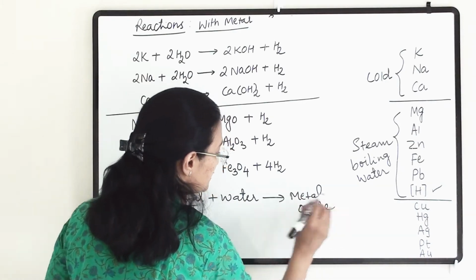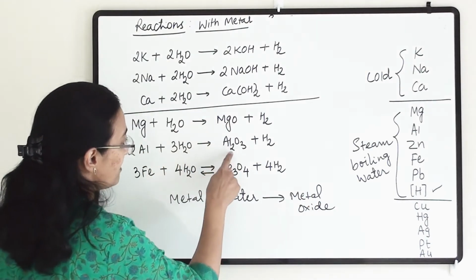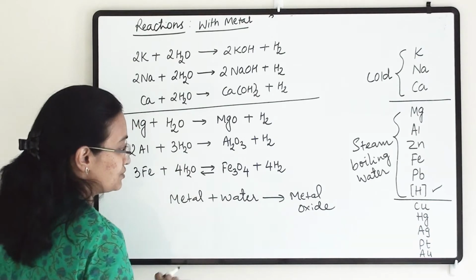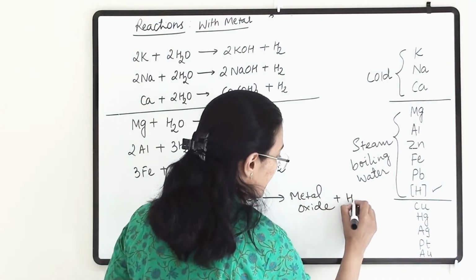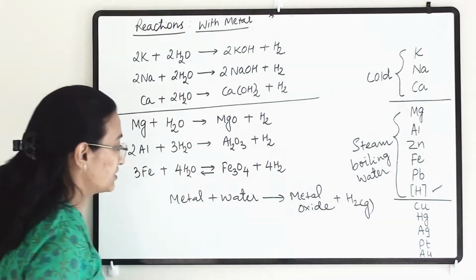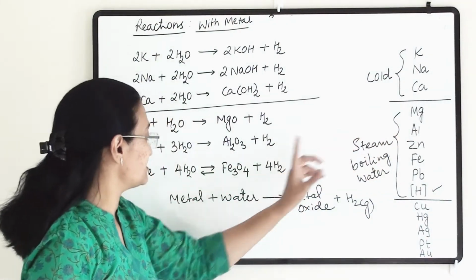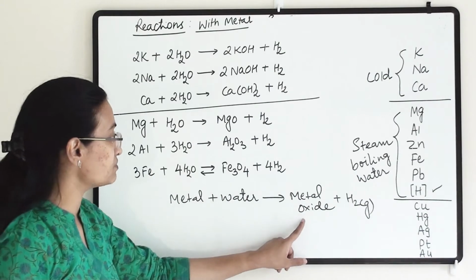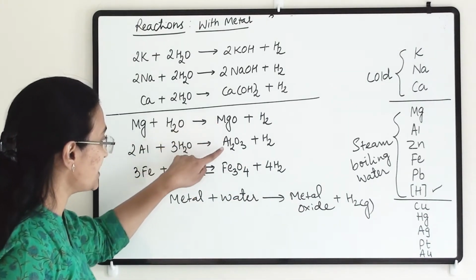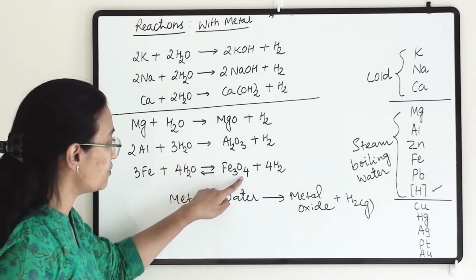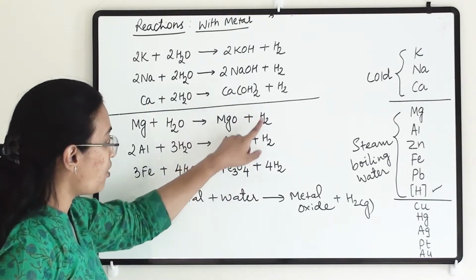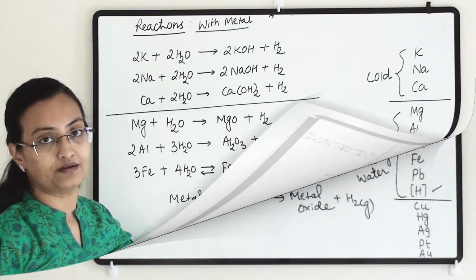These are metal oxides, where metals have reacted with oxygen. So metal oxide plus hydrogen gas as a byproduct. This is a generalized reaction. When this series of metals reacts with water, they will give us metal oxide, that is magnesium oxide, aluminium oxide, iron oxide, and they all will leave hydrogen behind.